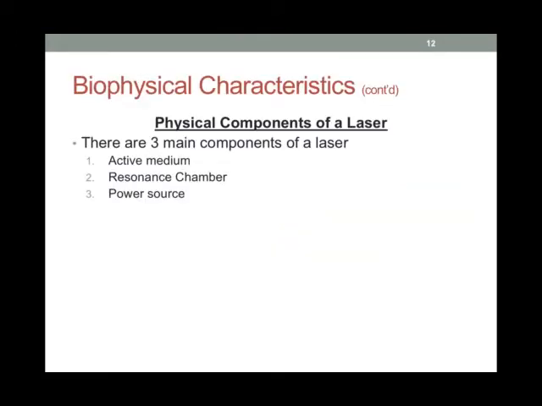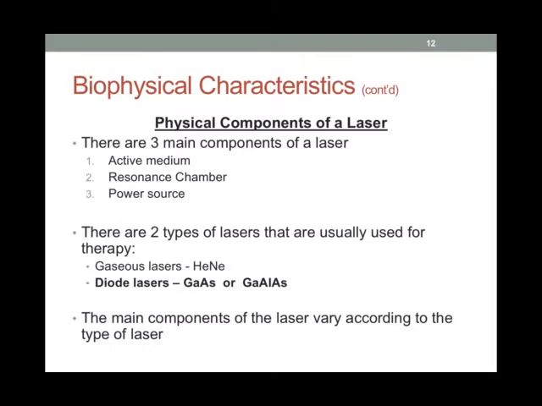Okay, so the physical components of a laser, there are three main components. It's the active medium, the resonance chamber, and the power source. Okay, and there are two types of lasers that are usually used for therapy. One is a gaseous laser, and that's a helium neon. We don't see those as much anymore. They were more used in the older types, and those would be the red lasers in that visible spectrum that you used to see. What we see now mostly are diode lasers, so gallium arsenide or gallium aluminum arsenide, and those are the types that we have here at Dawson also.